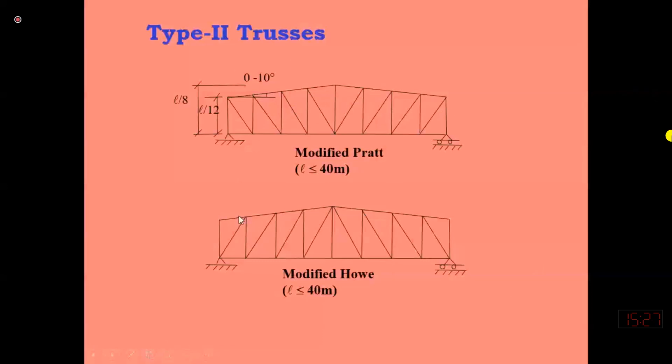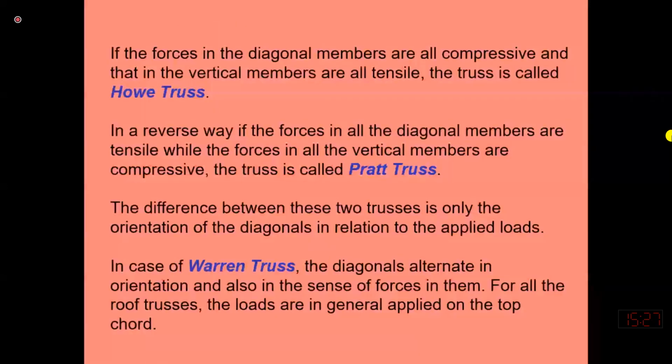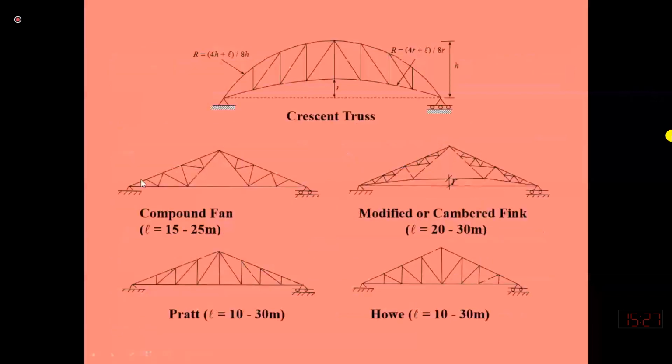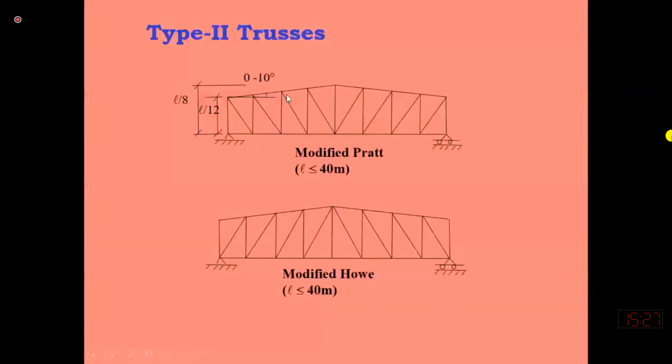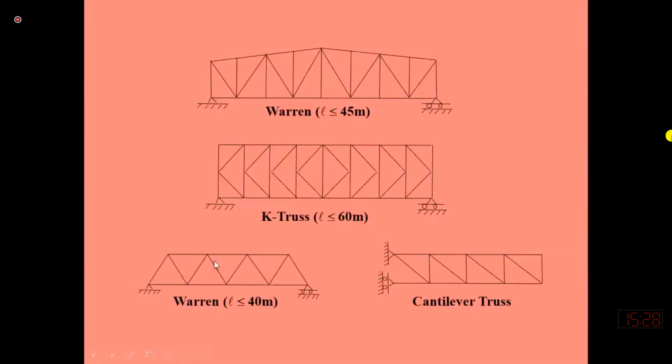But in type 1, the slope directly starts from the support because we need high inclination. This type of truss is used to carry heavy load where less drainage is required or there is no snowfall. This is also where we are not having any vertical members, but diagonal members are placed alternatively. We may have cantilever truss.